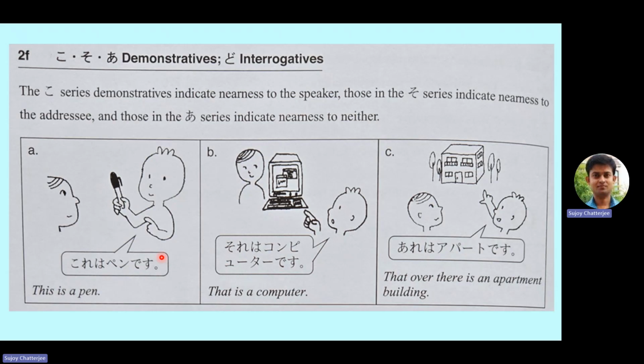So is that clear, friends? Kore wa, sore wa, are wa. Kore means something which is near the speaker. Sore means something which is not near the speaker, but it is also not very far away and it is near the listener. And are means when the object they are referring to is at a certain distance or maybe far away from both speaker and listener.